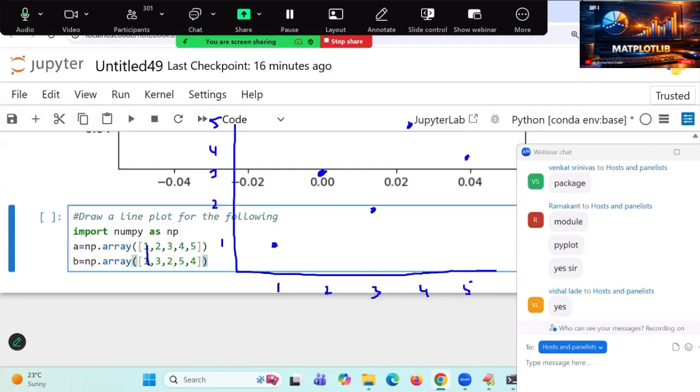Are you following me? So this is going to be like this. Like this it is going to be coming. What is this called? What is this, 1, 2, 3, 4, 5? Don't worry, I will be going for it.